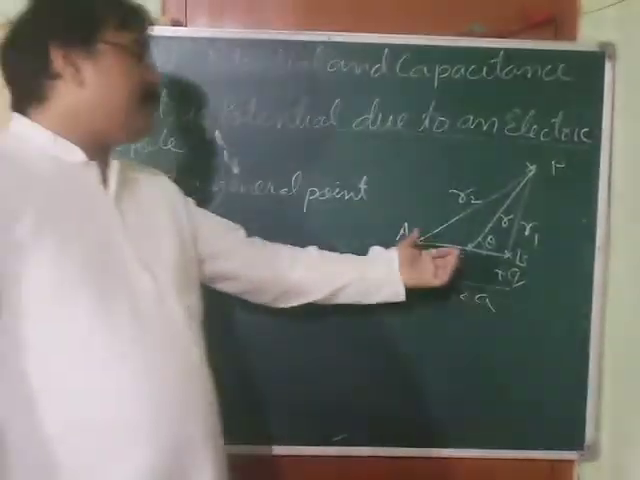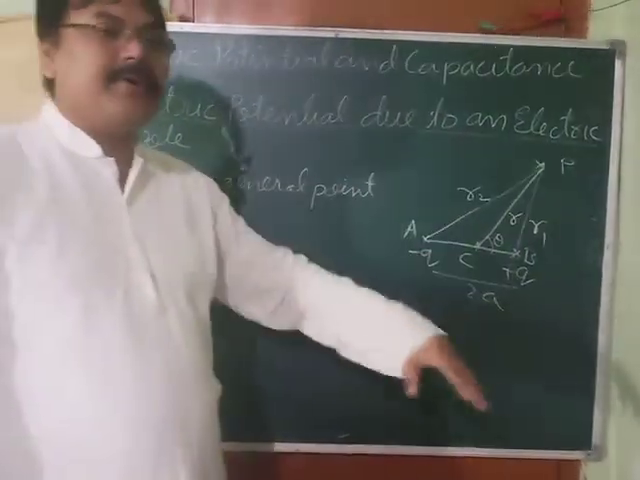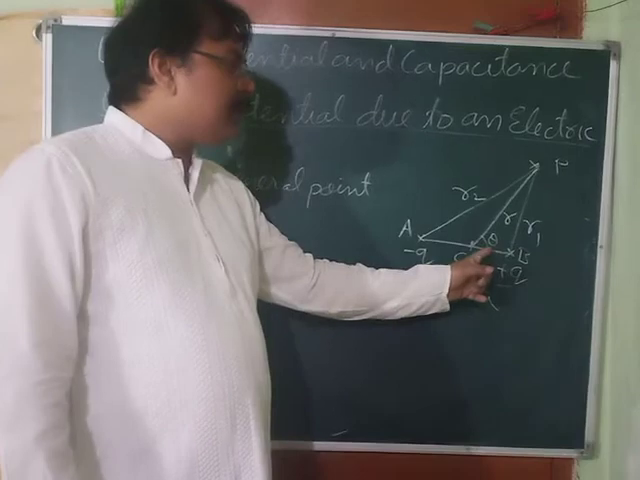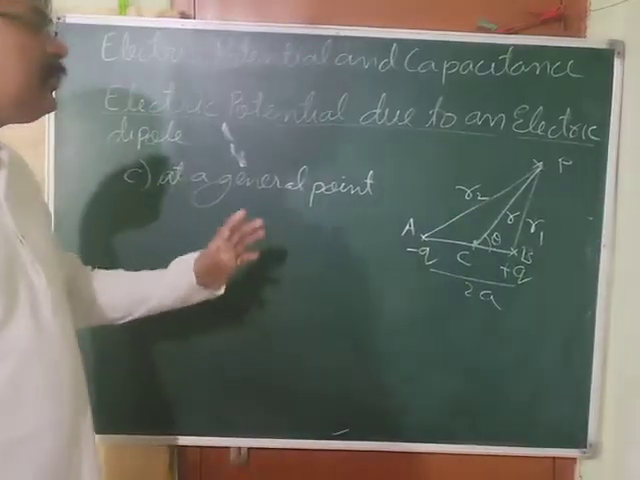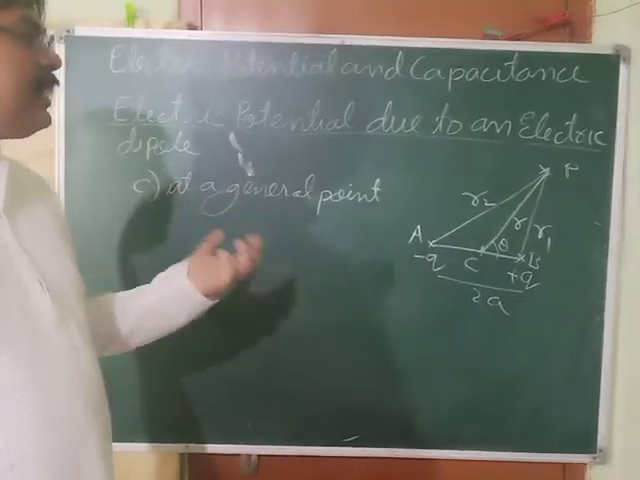So this is the electric dipole and we are taking a point here. It is not on the equatorial point and neither on the axial point. It is a general point. Angle theta is given and this distance is R. R1 and R2 are not known. We have just taken them for the time being. We have to replace them with R and theta.